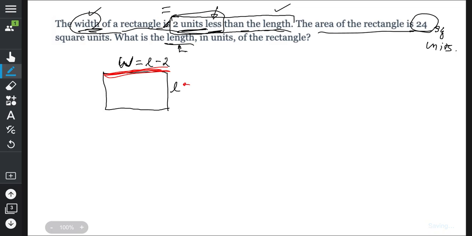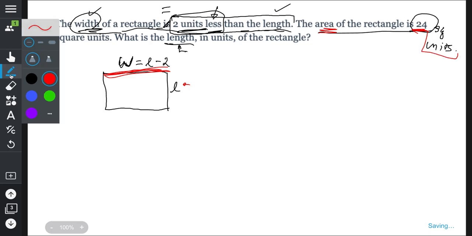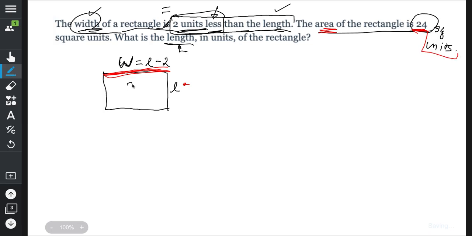Here's the other information. The area is 24 units. So go ahead and just remind yourself, put 24 in the middle here. Something that you should know from middle school geometry: if you have a width and a length, width times length equals the area. If you just multiply these two together, you get the area. Well, they told you the area is 24. So let's make an equation.